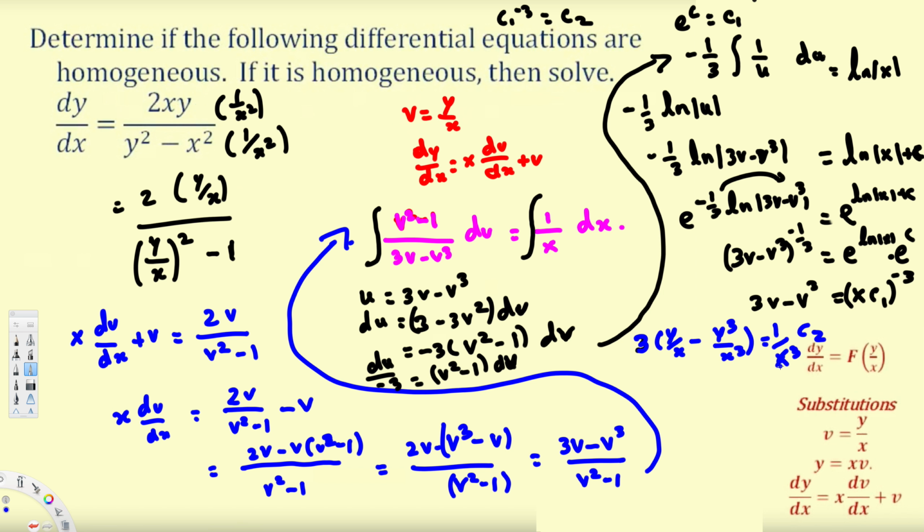And if we multiply this x cube to this side, that's going to become 3x square y minus y cube is equal to c2. And this is going to be the general solution of this differential equation.